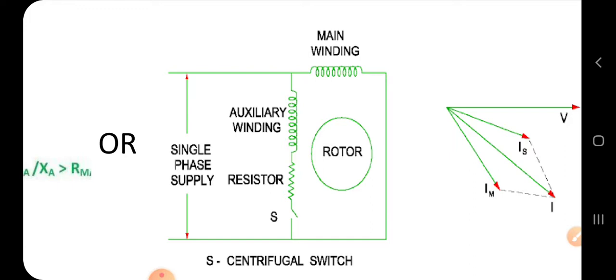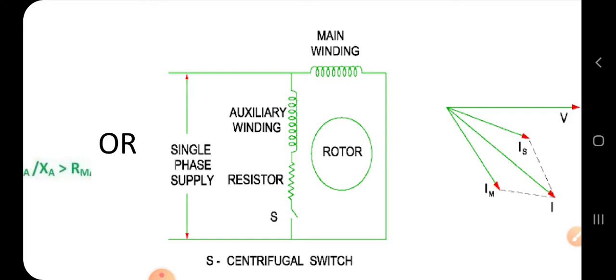So in this case, both currents are in the lagging position. Right, IS and IM both are in the lagging condition. So the current in the main winding lags behind the supply voltage by almost 90 degree angle, and the current in the auxiliary winding is approximately in phase with the line voltage.